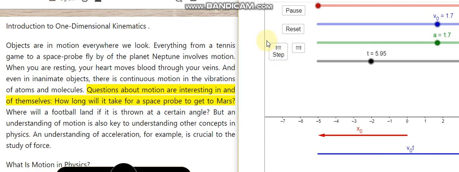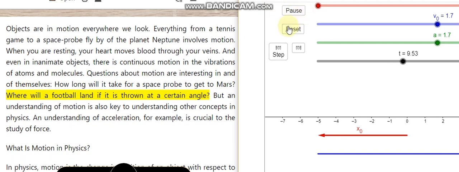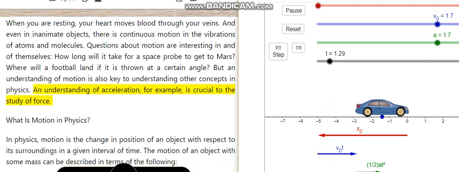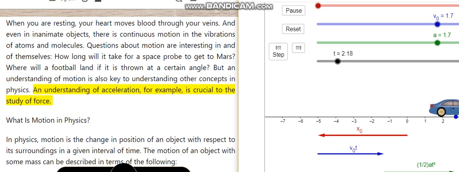Questions about motion are interesting in and of themselves. How long will it take for a space probe to get to Mars? Where will a football land if it is thrown at a certain angle? But an understanding of motion is also key to understanding other concepts in physics. An understanding of acceleration, for example, is crucial to the study of force.